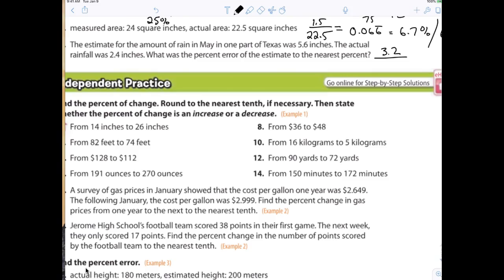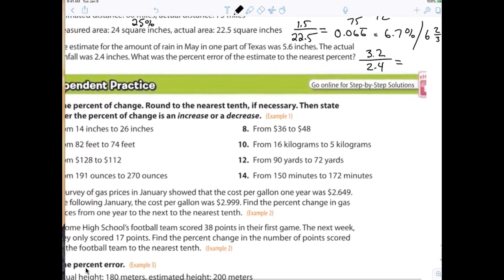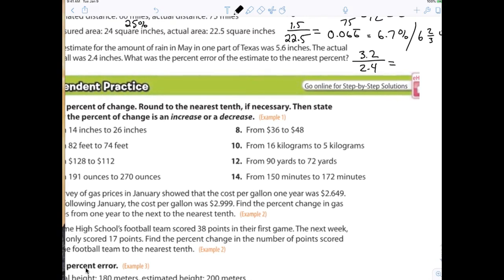What's the error? We said we always divide by the actual. So 2.4. Divide by 2.4. Agreed? We get 1.2. So that's the same as, no, 1.3 repeated. What percent is that? Yeah, 133. Now, I really would appreciate if you'd say 133 and 1/3%, or you can say 133.3%. Either one of those is perfectly fine.